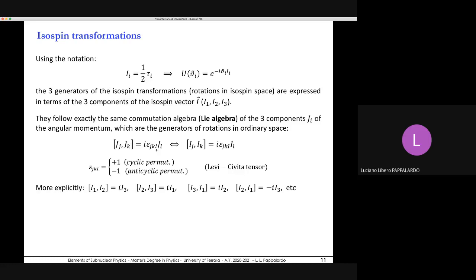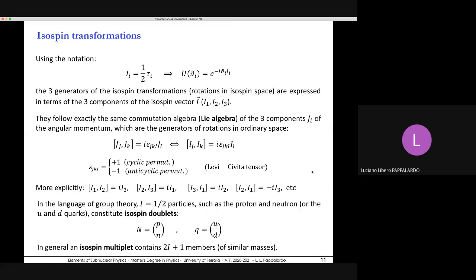So for the angular momentum, you know from quantum mechanics that the three components commute in this way, and this is exactly the same commutation algebra that we have for the case of the isospin, okay? Where epsilon jkl is the standard Levi-Civita tensor, which is +1 for cyclic permutations and -1 for anticyclic permutations. And you see some example here.